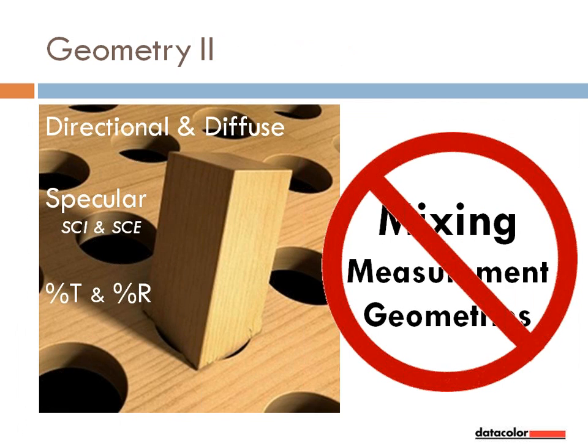There's a rule, another geometry lesson, is that they're not mixable. Pick one, pick the other. Making comparisons, making conversions between one and the other isn't possible. Getting agreement between multiple locations or multiple instruments requires agreement in the geometry. Transmission versus reflectance is one class of difference. Directional versus diffuse lighting is another.